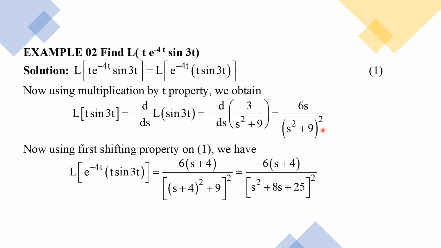Now use the first shifting property on this one, for Laplace of e^(-4t) t sin 3t. Here you must replace s with s plus 4. So it becomes 6(s+4) over ((s+4)² plus 9) whole squared. (s+4)² is s² plus 8s plus 16, plus 9, which is 25, whole squared. So this is the final answer of the Laplace of t e^(-4t) sin 3t.